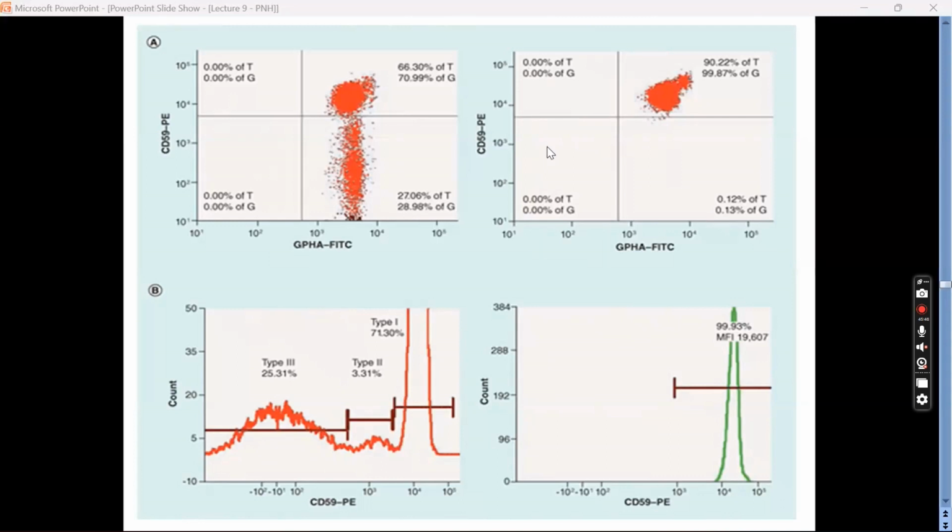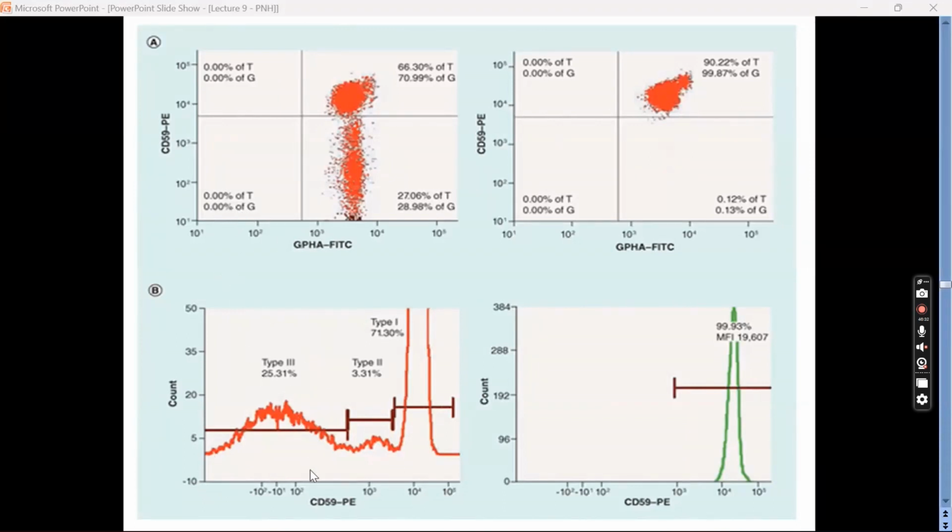What you need to do is run the normal control. Control is a normal individual, so the normal individual will show only type 1, correct? So you draw the quadrant for that as type 1. Then you run the same control sample without staining it for CD59. The antibody you have not used, unstained. You have intentionally not stained the cells and you acquire it in the flow cytometer. Now you get a big peak here.